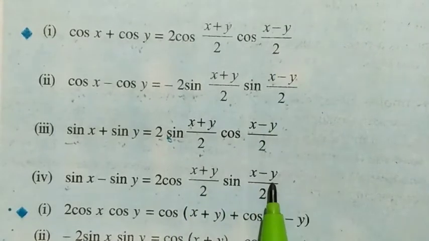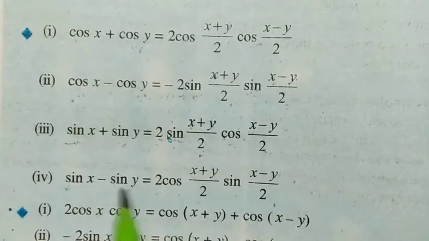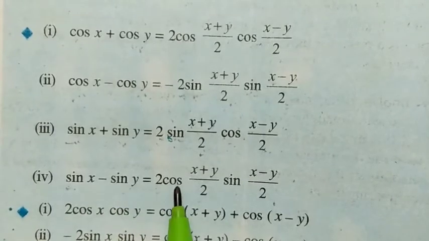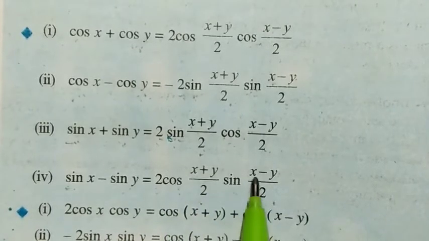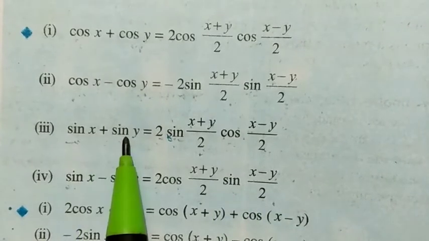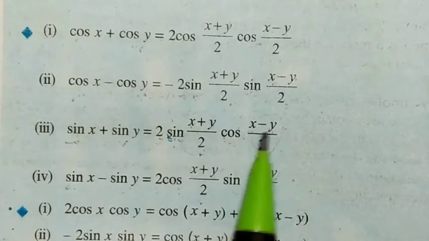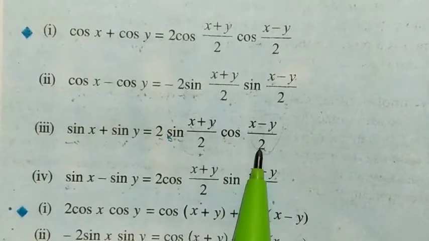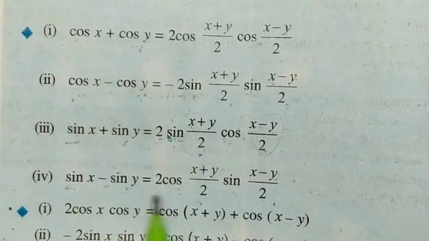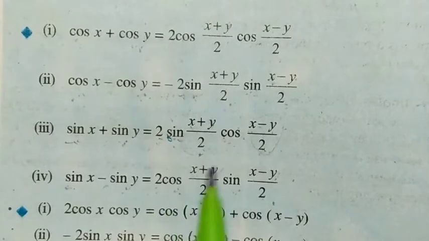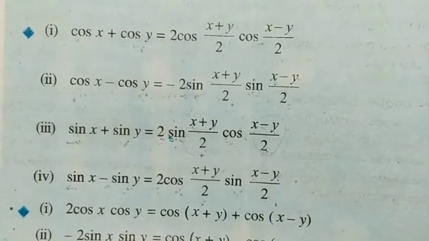These are very helpful in solving proof questions. So sin x minus sin y is 2 cos x plus y by 2 sin x minus y by 2. In sin x plus sin y it's 2 sc, and first is positive then negative angle, means x plus y by 2 and x minus y by 2. And then sin x minus sin y it's 2 cos sin. So 2 cos x plus y by 2 sin x minus y by 2.